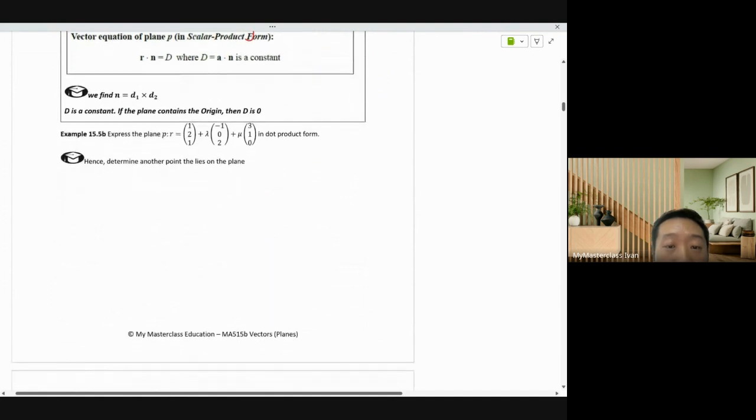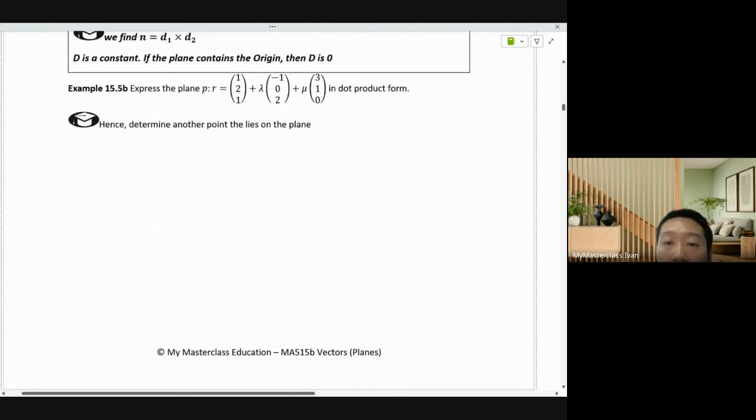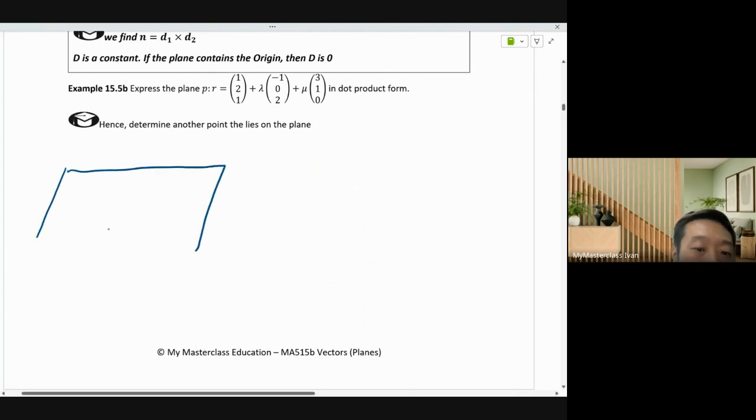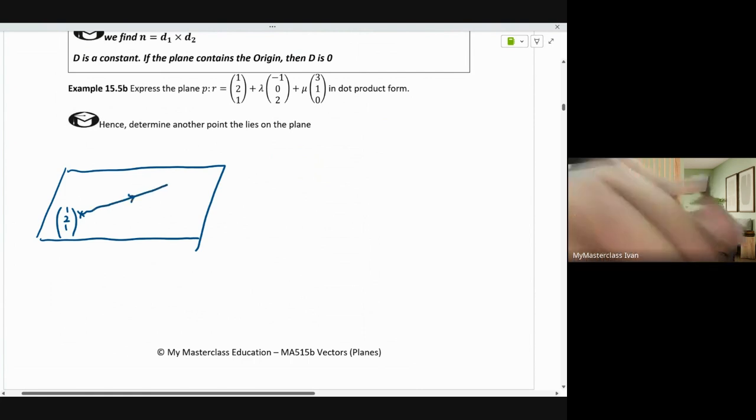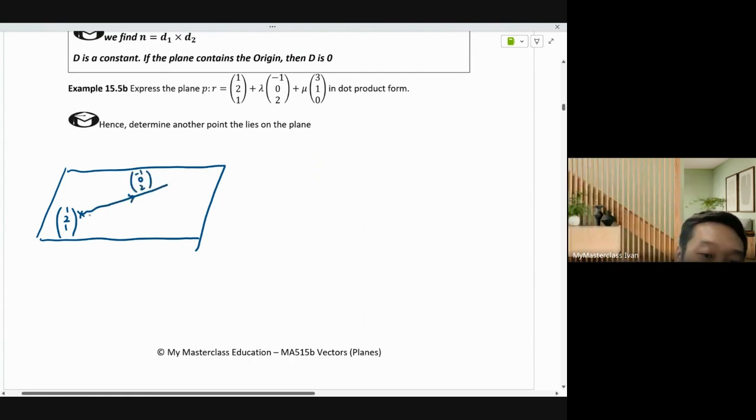Okay? So how to convert this one to become a R dot N equals to D form? Okay? Always know that, draw a parallelogram first. Okay? This is 1, 2, 1. This is minus 1, 0, 2. And this is 3, 1, 0. Okay? So how does the normal look like? A normal, draw this upwards like that, perpendicular. This is normal.